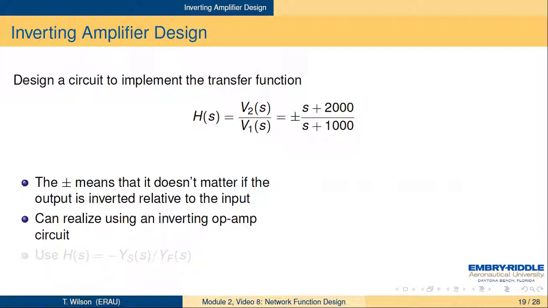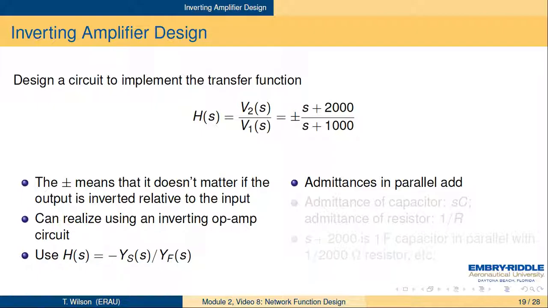And I know it's tempting, and because we use impedances so much, we like to think of the inverting op-amp as minus ZF, the feedback branch, over ZN, or ZS, the source branch. But in this case, if you use admittances instead of impedances, it makes it easier to implement these circuits. So we're going to think of the network function implemented by the inverting op-amp as the negative of the source branch admittance over the feedback branch admittance. And we're going to do that because admittances in parallel add.